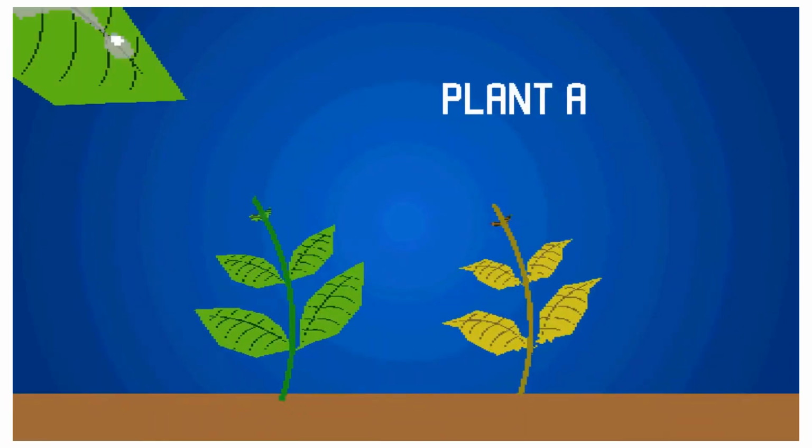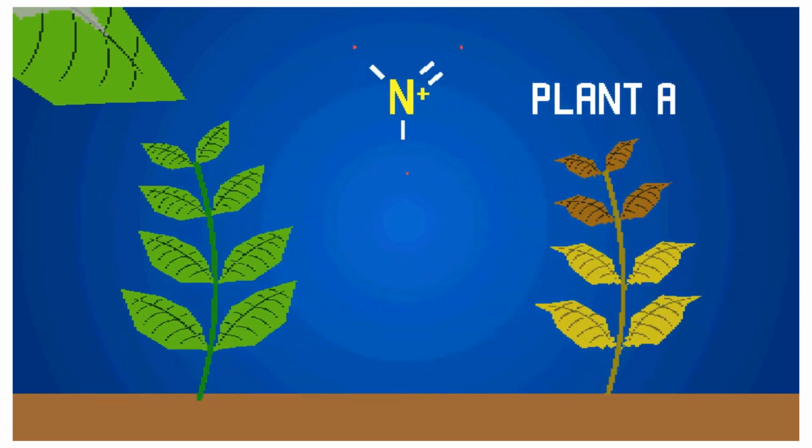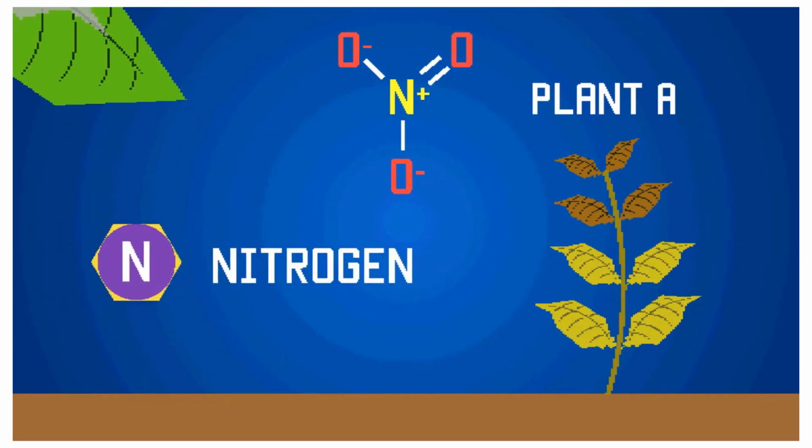Plant A has not obtained enough nitrogen, which it should get by absorbing nitrate ions from the soil. As you know, nitrogen is needed to make protein, so without this element, the plant will have stunted growth. The older leaves will be yellow and sometimes shriveled.